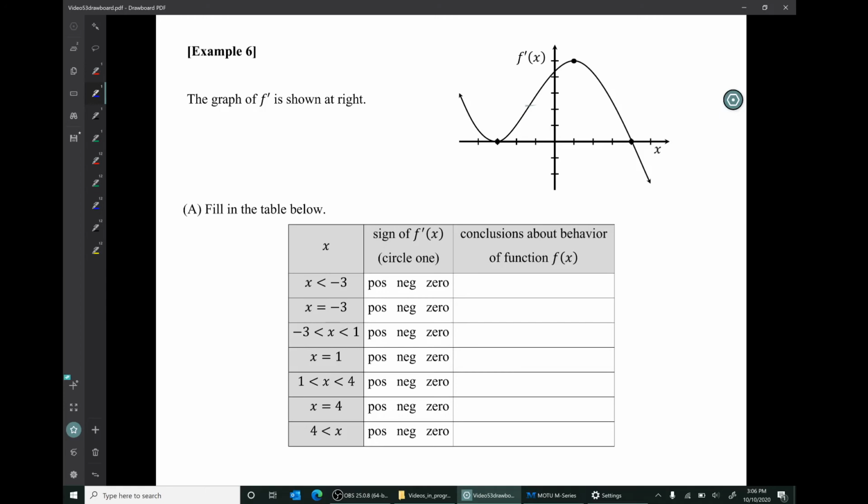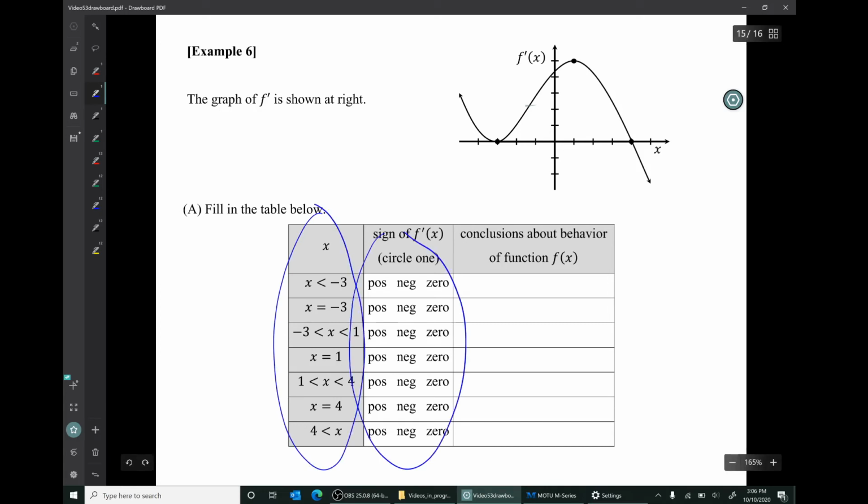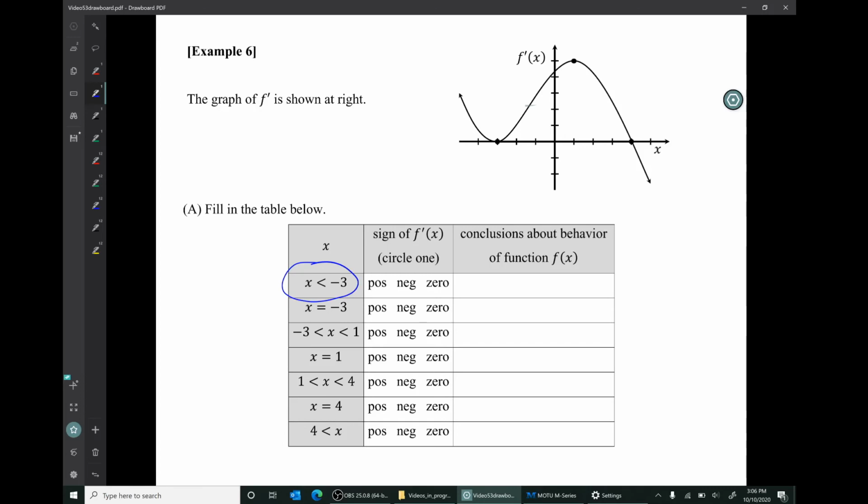So we're going to break the domain up into a bunch of chunks, and on each chunk we're going to observe behavior of f prime. So first of all, this chunk, when x is less than negative 3, is f prime positive or negative or 0? Well, on that chunk of the graph, f prime is above the axis, so f prime is positive. Notice f prime is decreasing, but that's not the same thing. The y values on this graph are positive because that graph is above the axis, so f prime is positive.